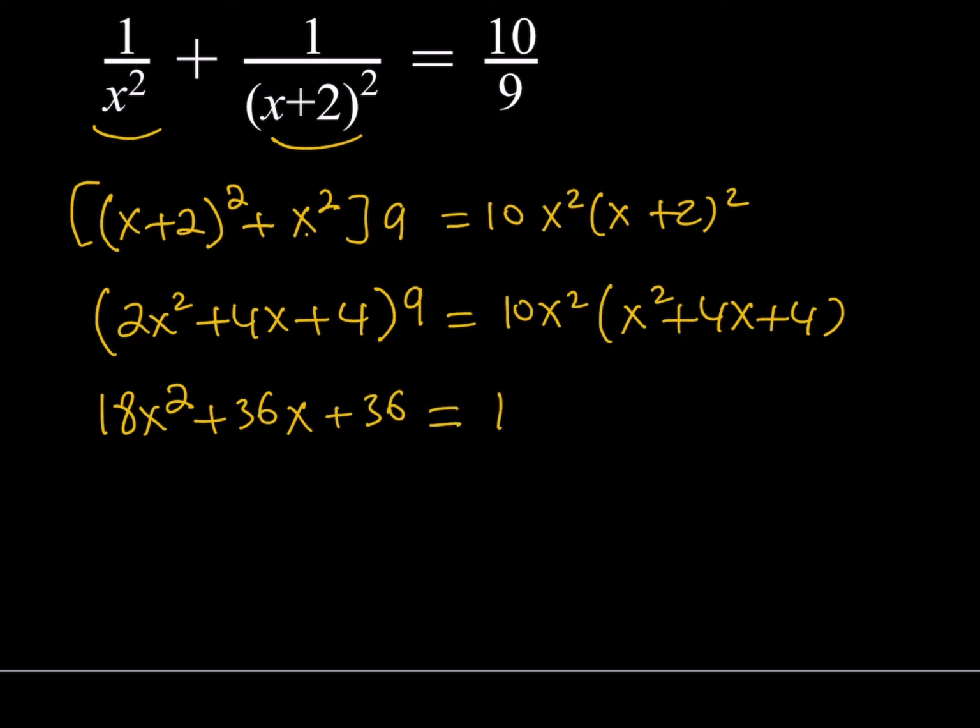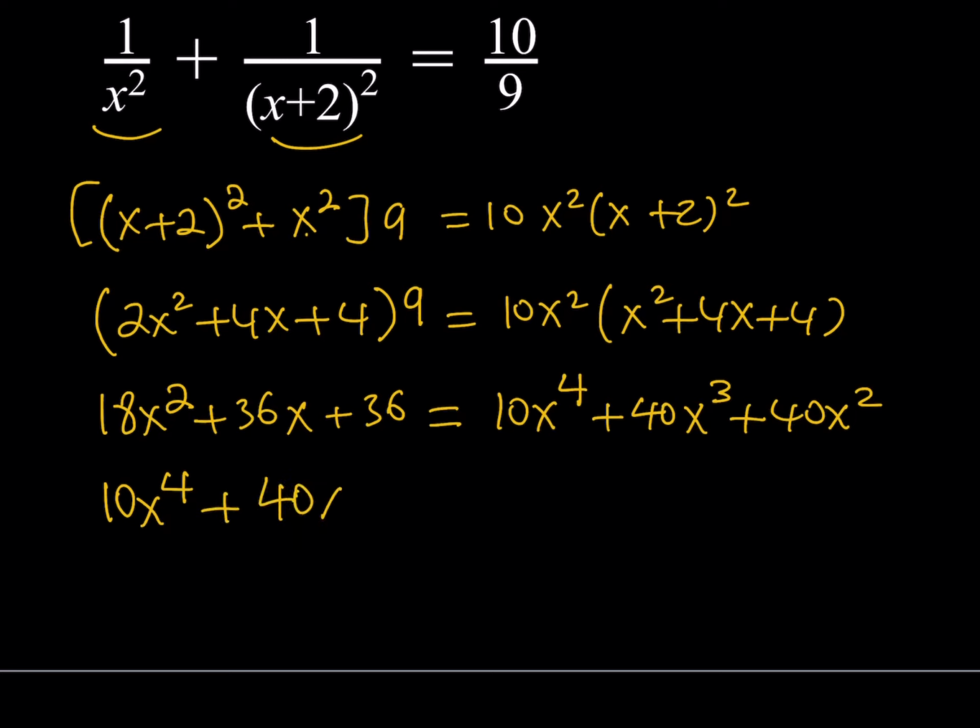And then on the right-hand side, we should be getting 10x to the 4th power plus 40x cubed plus 40x squared. Now, if you put it all together, obviously, this is going to be a quartic equation, 10x to the 4th. We have on the right-hand side, and then there's only one x cubed term. If you bring this 18 over here, 40 minus 18 is equal to positive 22x squared, and then 36x you're going to subtract minus 36x, and then subtract the constant. That's going to be 36, and the whole thing is equal to 0.